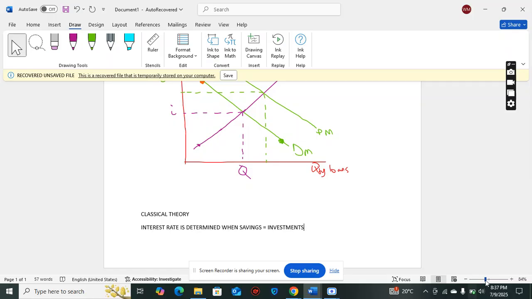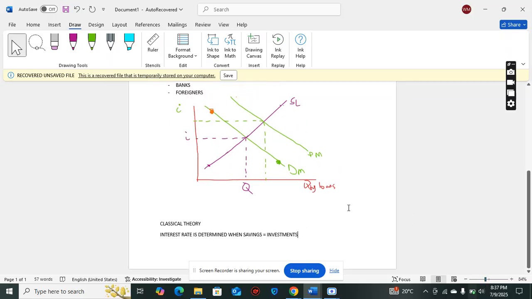This one is similar to the loanable funds theory. Savings is the same as the supply of loans. Investments, demand for loans. Whenever you save, you're supplying loans. Whenever you need money to invest, you're demanding a loan. So those who need to invest are businesses and government. Those who save are the people within the nation.